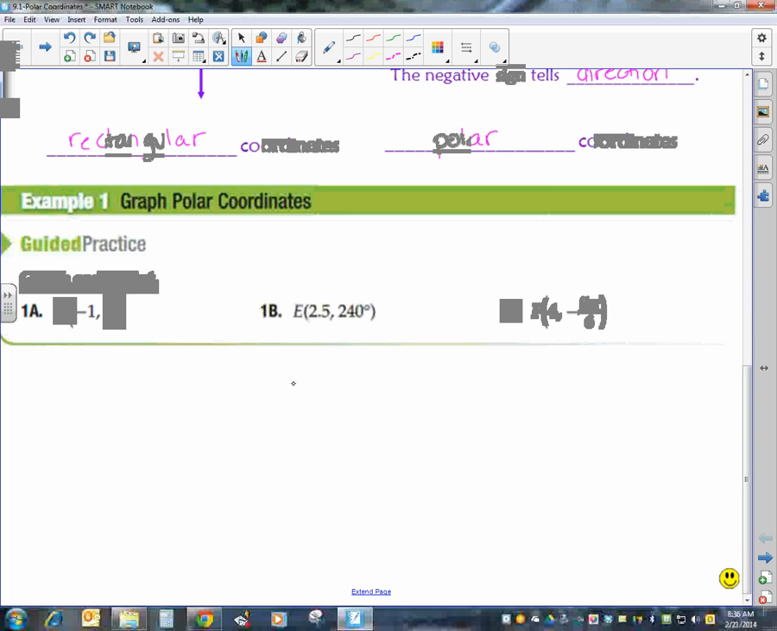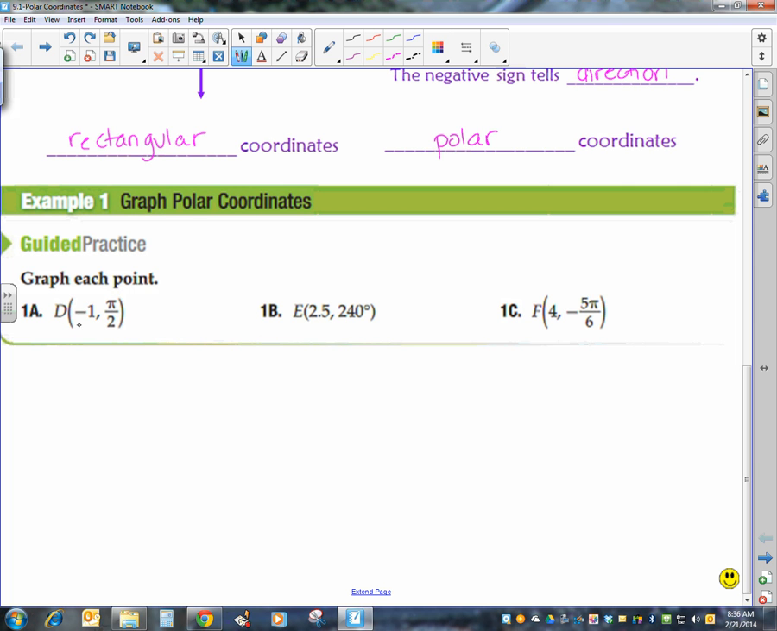So we're going to sketch some, and we're going to plot some on polar paper. Okay, so to start off with, sketching, all right, graph each point. This is the point, -1 comma pi over 2. So that's my r, and that's my theta.